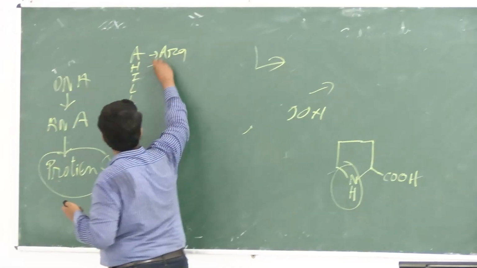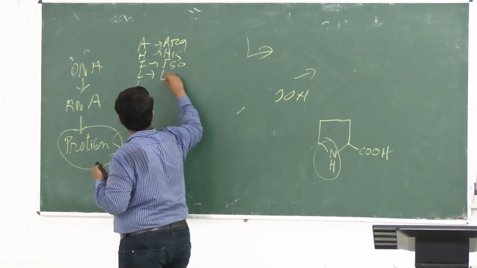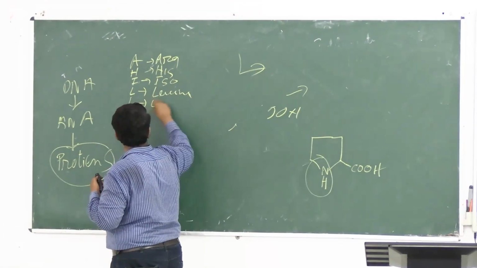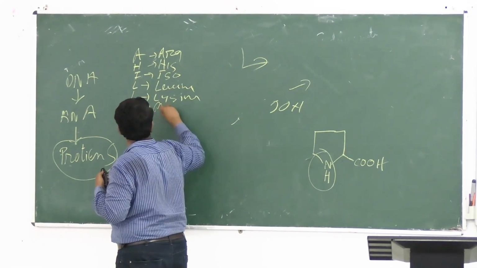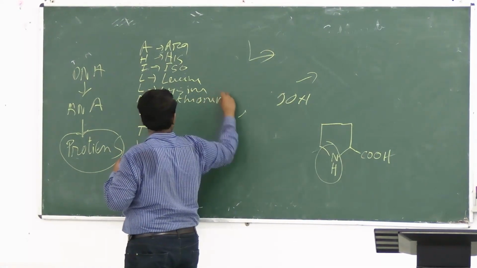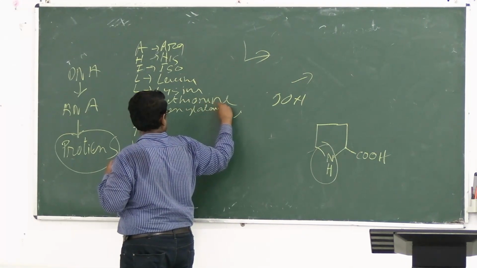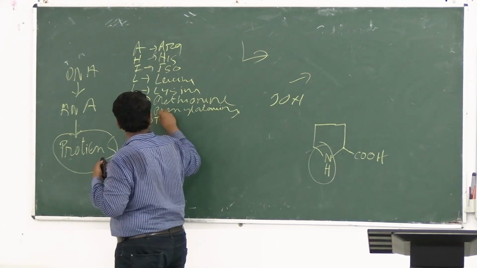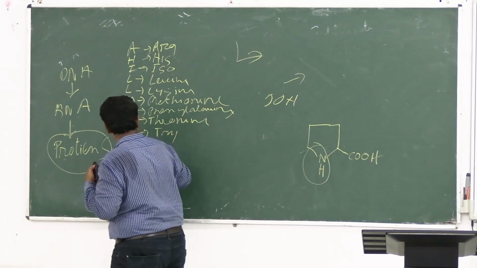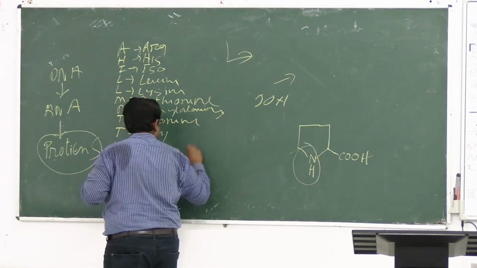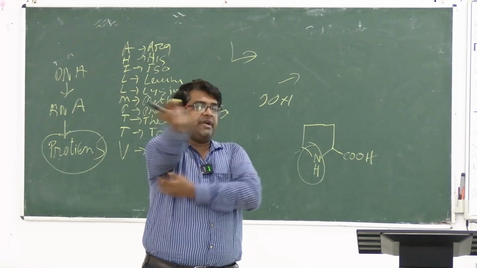Now H is histidine, I is isoleucine, L is leucine, L is lysine, M is, any ideas? Methionine. P is phenylalanine. T for threonine. T for tryptophan. And finally V for valine. And that's it. That's all, folks. Looney Tunes. A Hill MPTs TV.